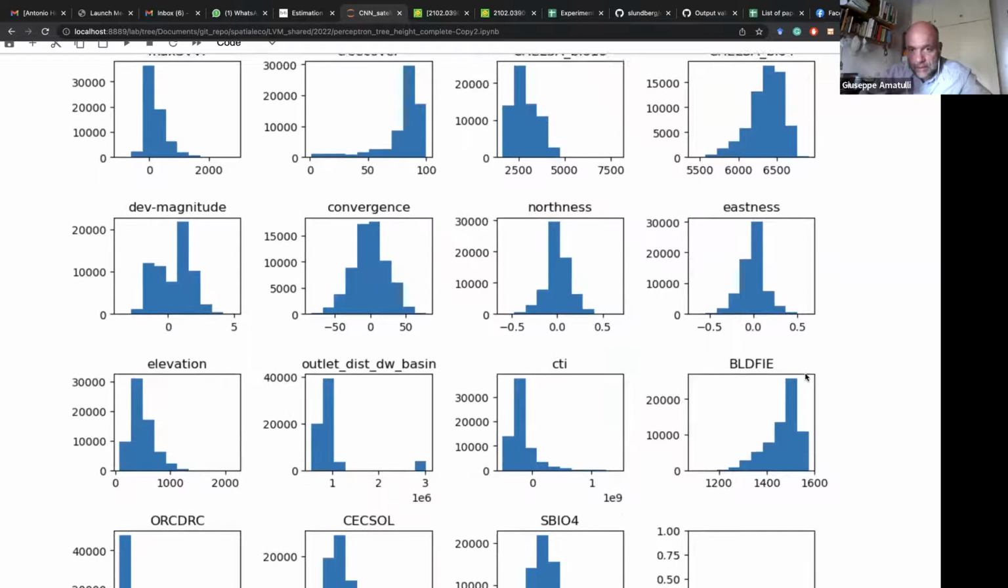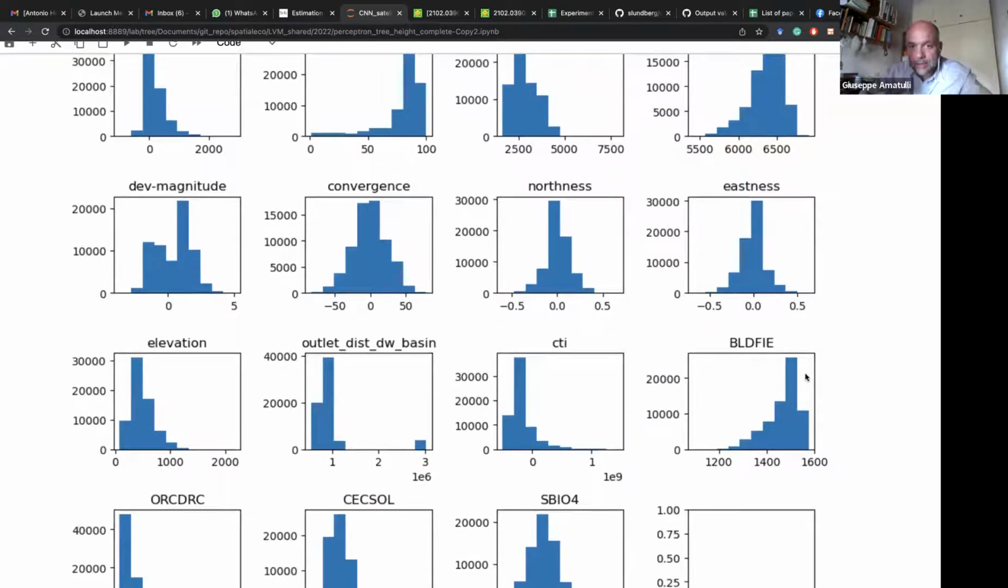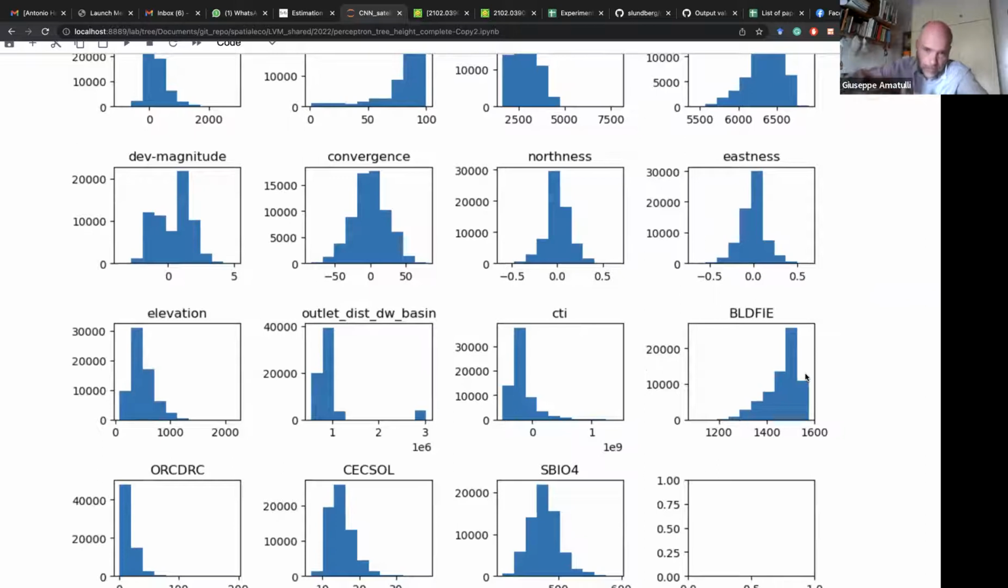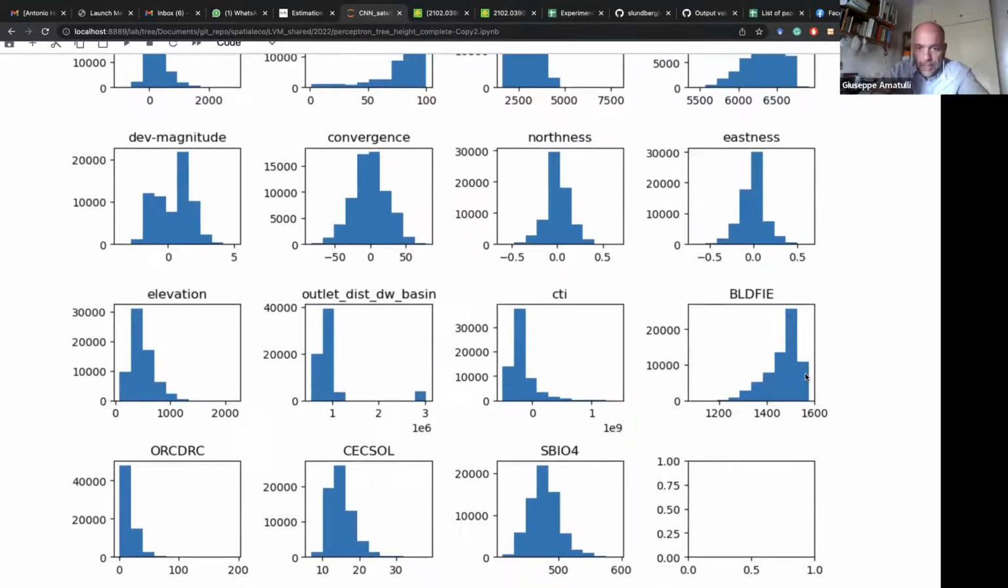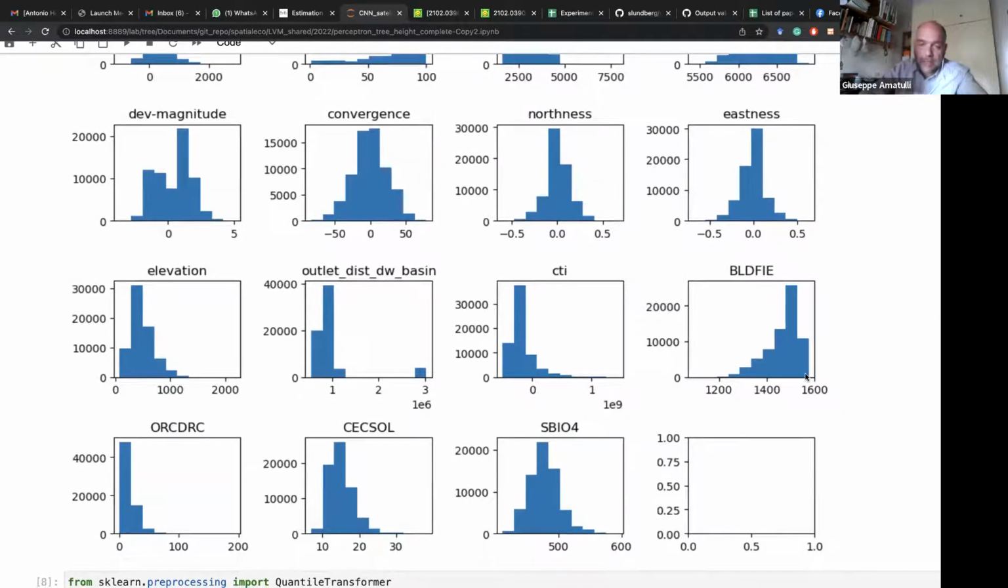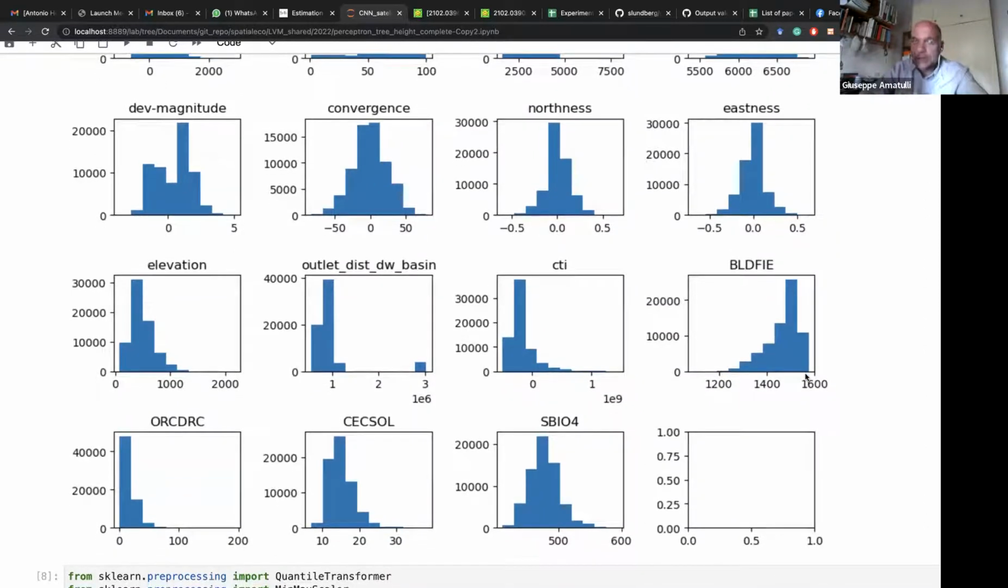Outlet and CTI are sort of flow accumulation values. They identify how much upstream drainage there is and how much water is being brought downhill. The following ones are all from soil data, different kinds of soil data. Anyway, in the Data Explorer tree height, there is the whole list and explanation of this. Very good.